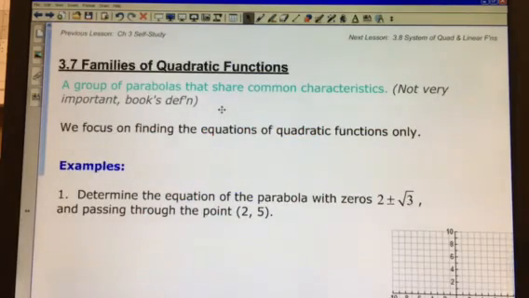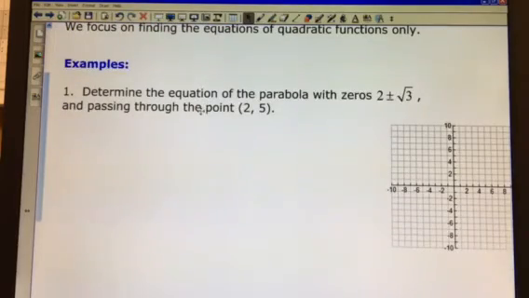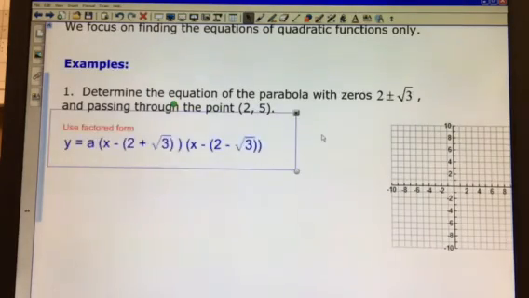On the next page, we're going to show one short example from section 3.7. This is the only thing that you need to worry about from this section, for finding the equation of a parabola, given some zeros and a point. Because you are given the zeros of a parabola and a point, naturally you will start with the factored form. So you have y equals a times x minus your first zero, 2 plus root 3, and x minus your second zero, 2 minus root 3.